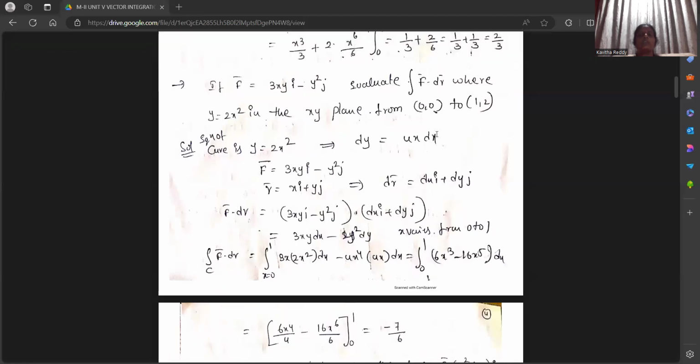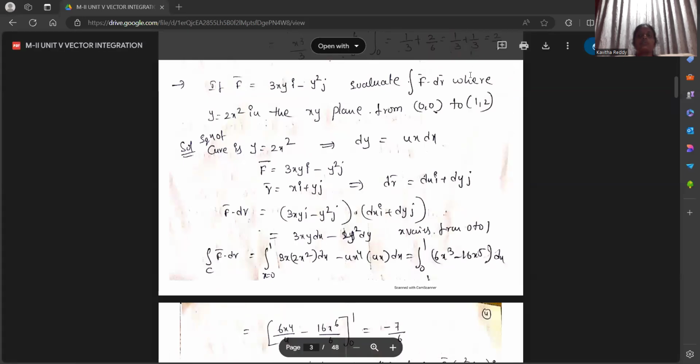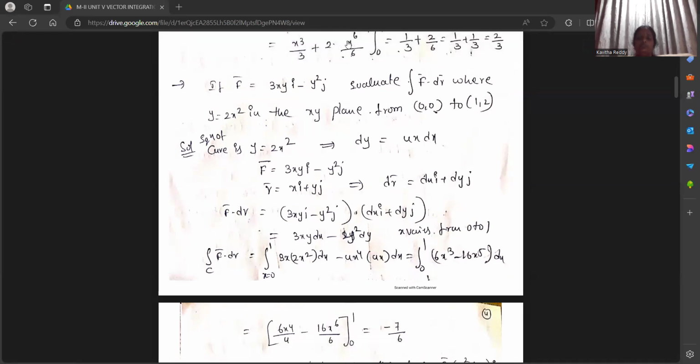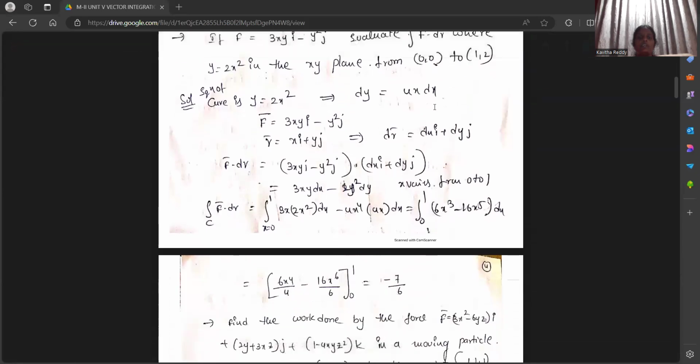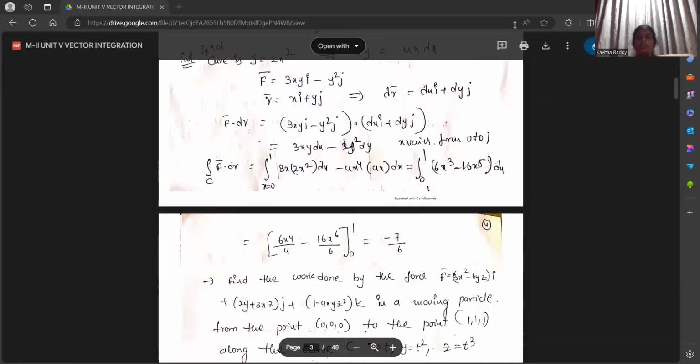Next, one more problem. If F bar equals 3x² y i minus y² j, evaluate the integral of F bar dot dr, where y equals 2x² in the xy plane from (0, 0) to (1, 1). So it is the same as the previous problem, but here the curve is different.